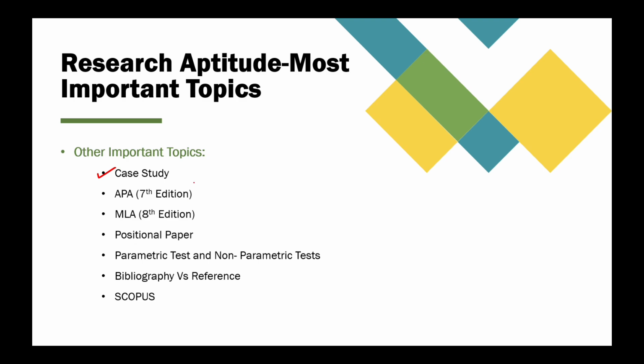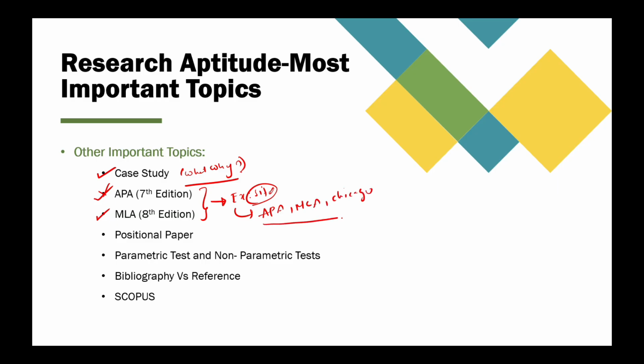And case study. What is a case study and why do we do case studies? The most important topics are MLA and APA. These are very, very important. They will basically give you an example citation and ask you to identify whether it is APA, MLA, or Chicago. These three are the very important citations.